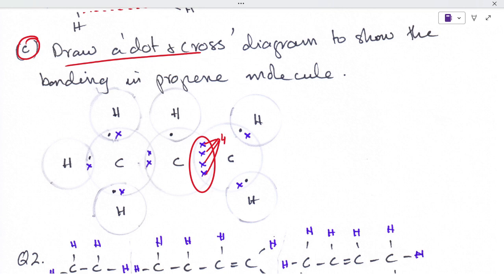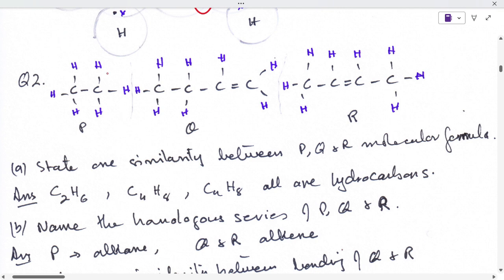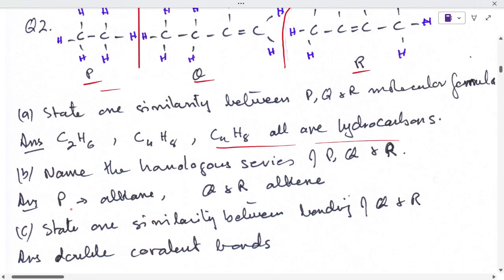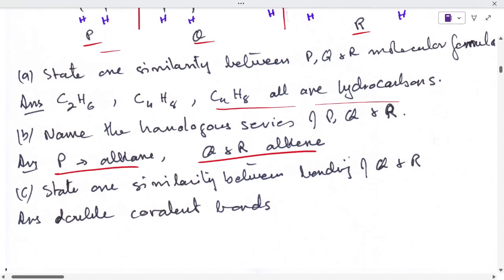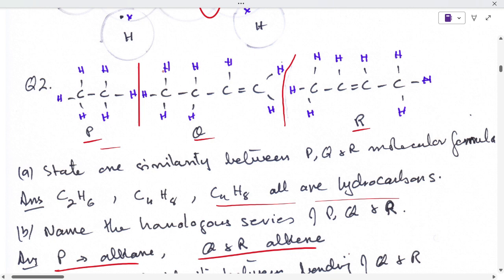Then question number 2, I have drawn 3 structure formulas P, Q and R. So state one similarity between P, Q and R molecular formula. Well, they are all hydrocarbons. Homologous series of P, Q and R. P is alkane, Q and R are alkenes. And state one similarity between bonding of Q and R. As you can see easily, there are double bonds in Q and in R.